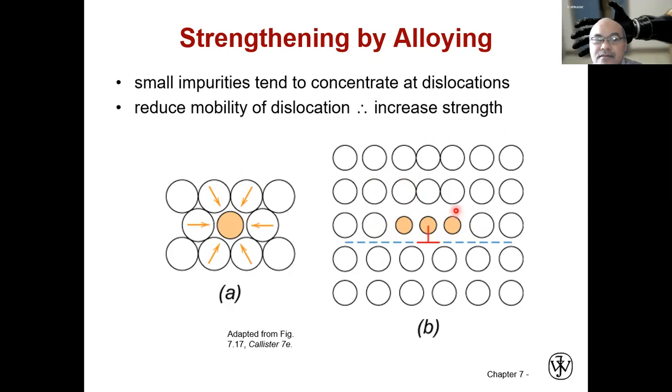Initially, when there are no impurities here, the dislocation can move easily through breaking and reforming the bonding of this atomic plane, and then it will create slip. But when we put impurities here, it will block the mobility of the dislocation. The strength will be increased.